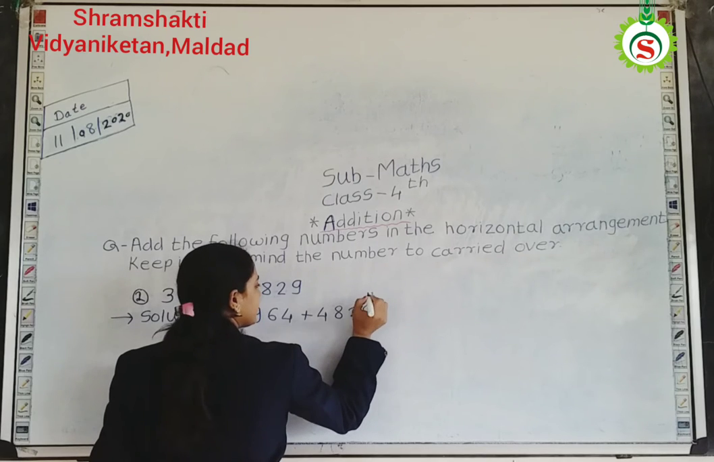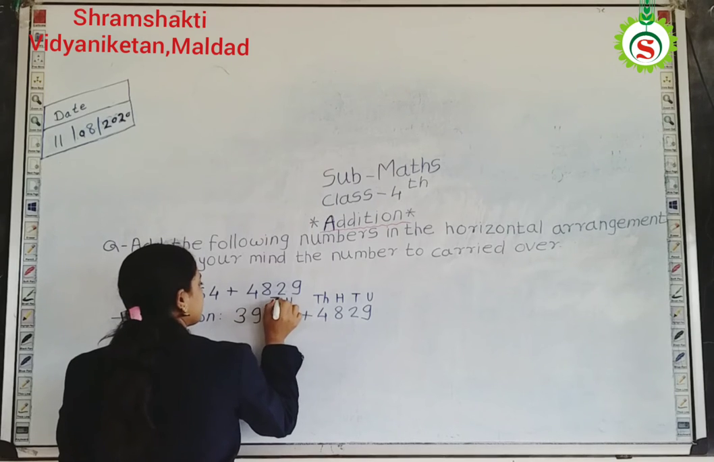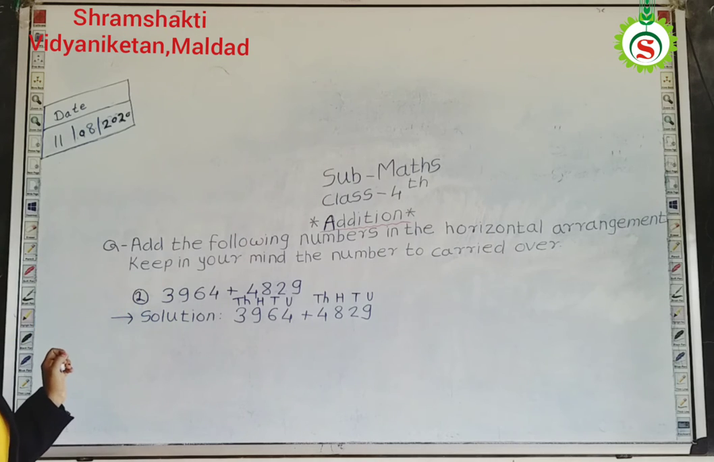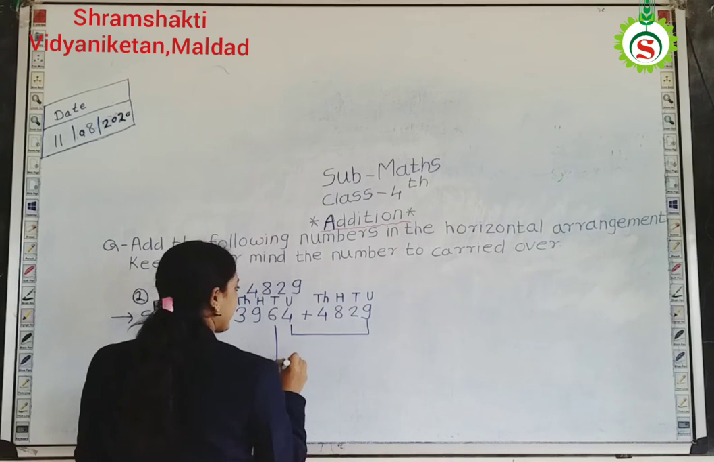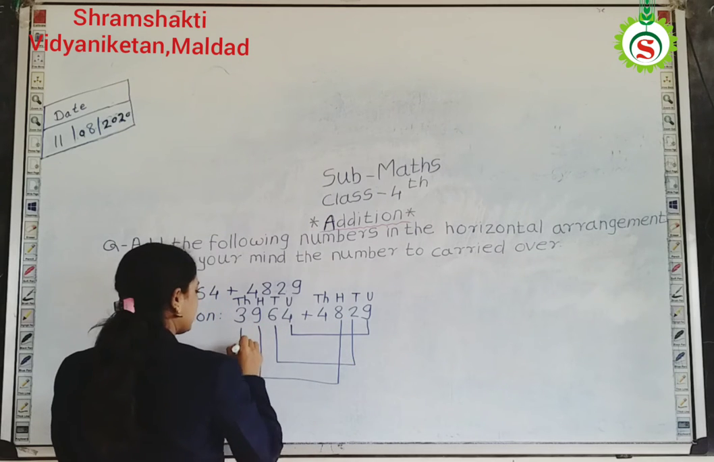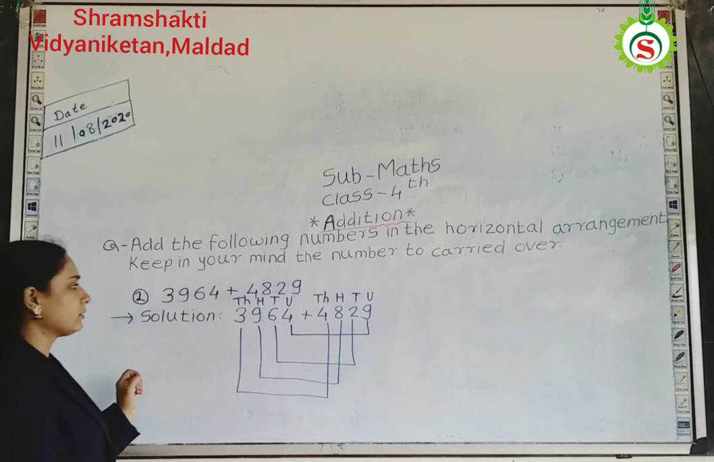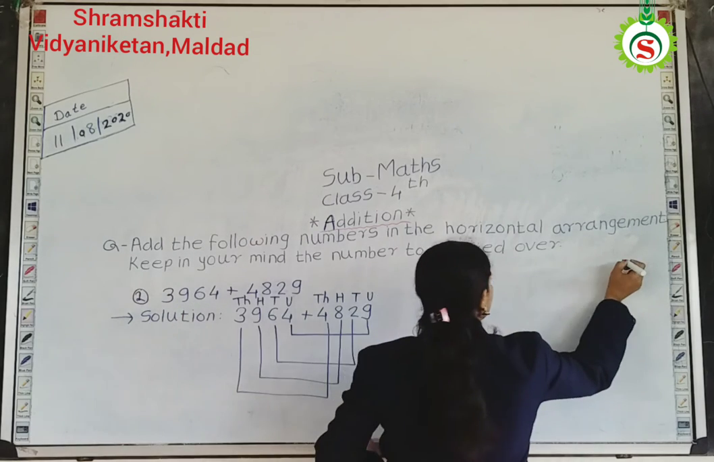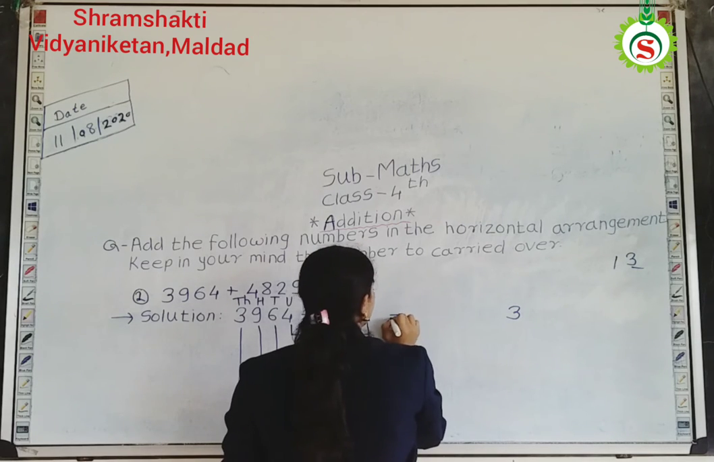Give places. Units, tens, hundreds, thousands. Then make a pair place wise. Units, units. Tens, tens. Hundreds, hundreds. And thousands, thousands. Then next, simple addition. Units place, 4 plus 9, 13. Write down only the units place and answer.